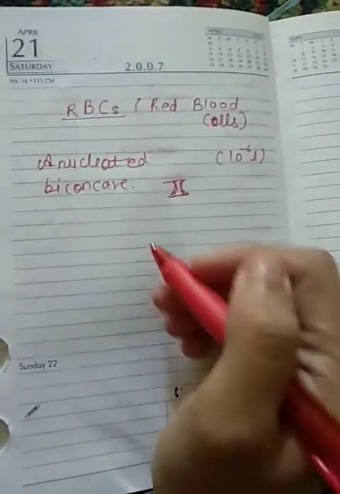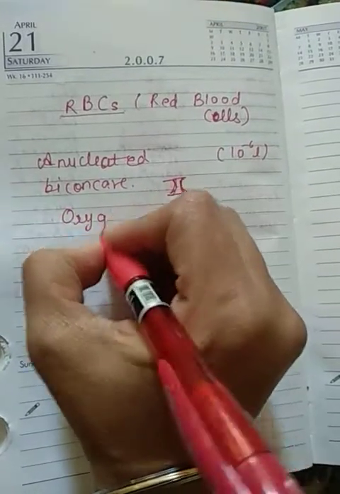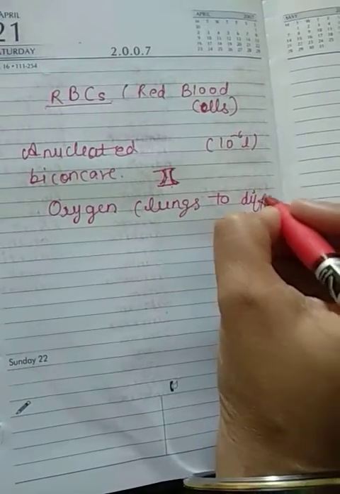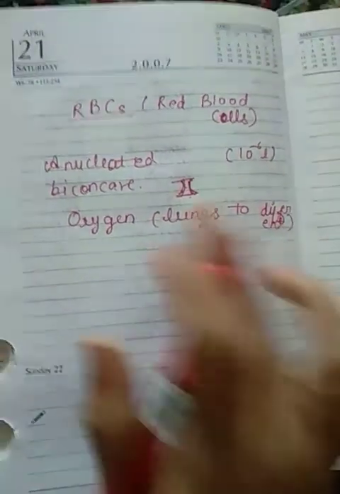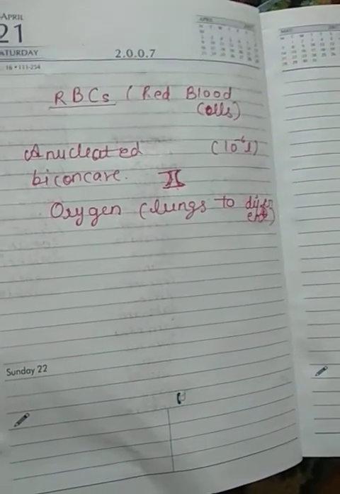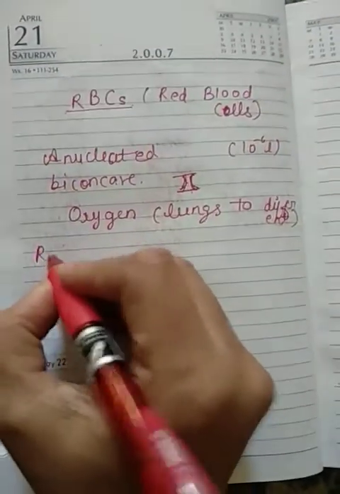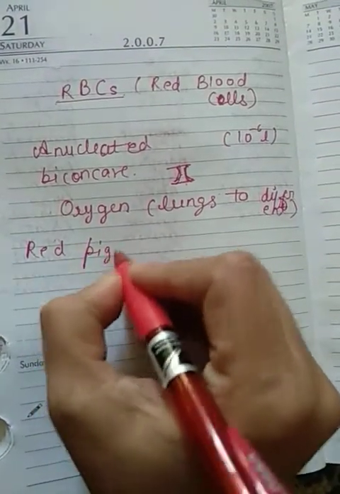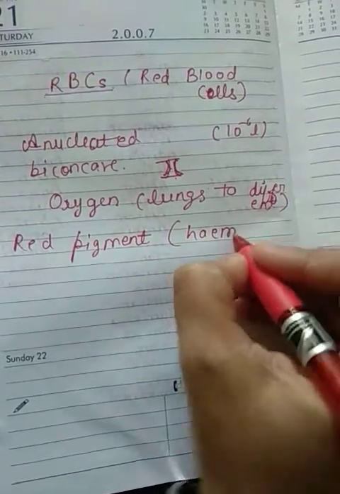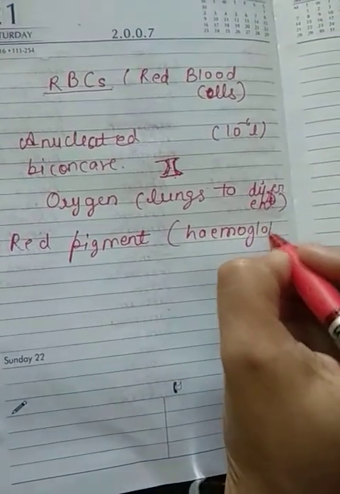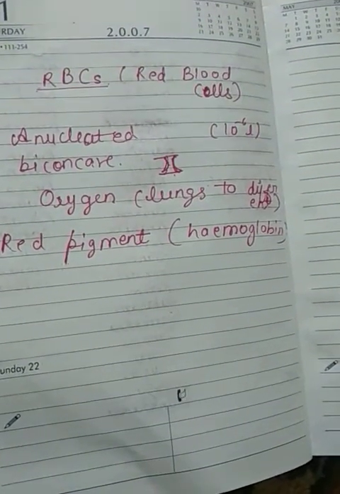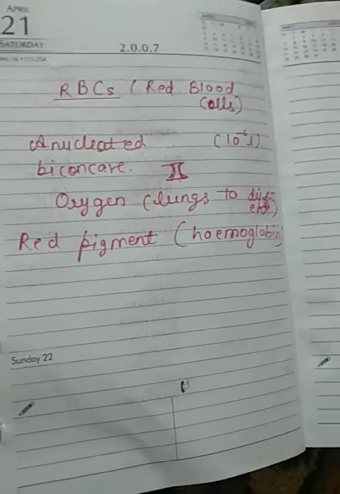What is their purpose? They carry oxygen from lungs to different parts of the body. Oxygen transport is the main job of red blood cells. These RBCs are red in color due to the presence of a red pigment called hemoglobin, and this hemoglobin has a strong affinity for oxygen. So we can say that red blood cells help in binding the oxygen and transporting it to different parts of the body.